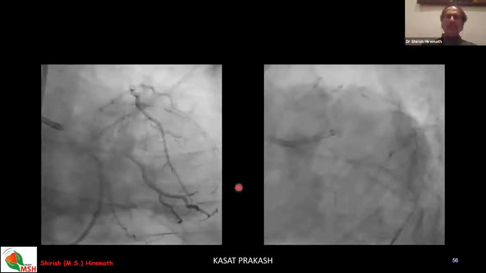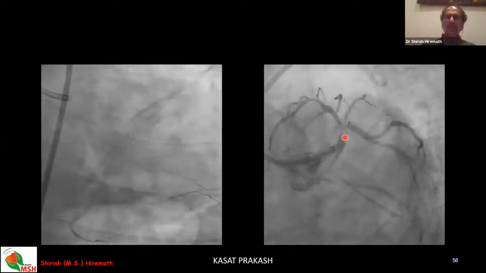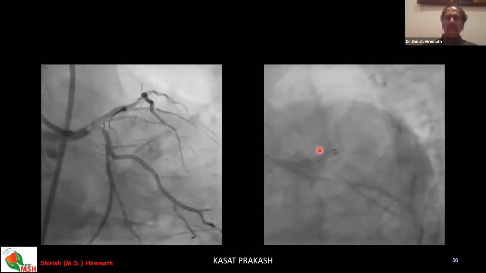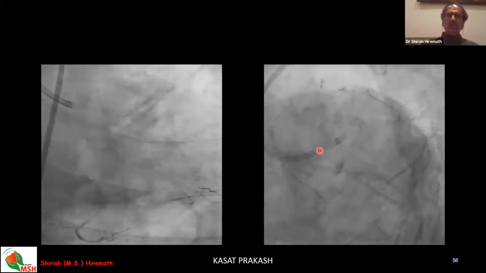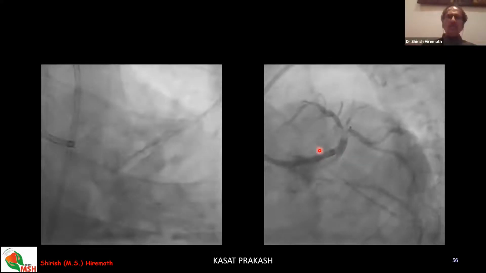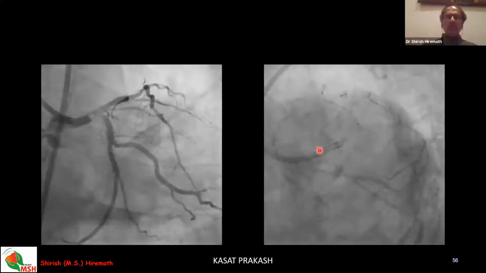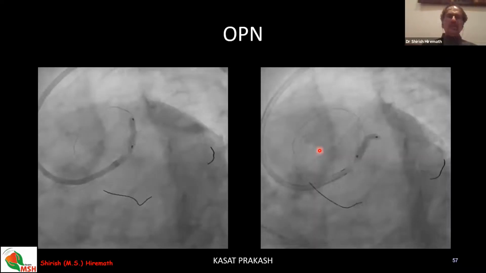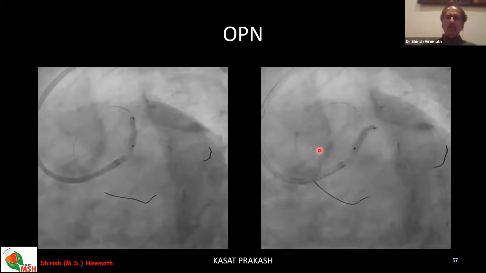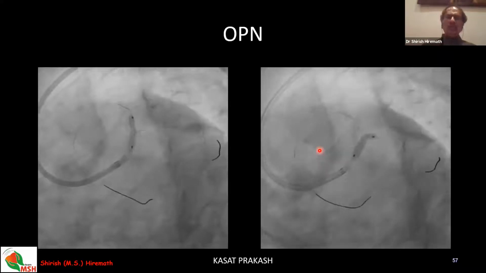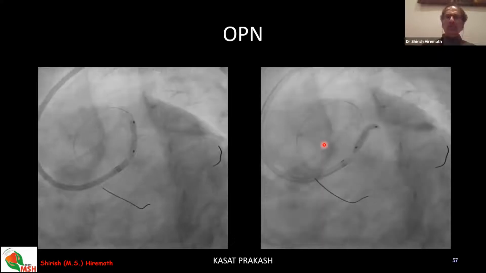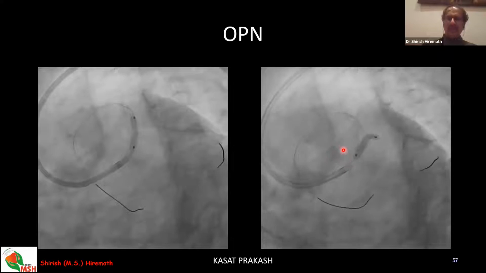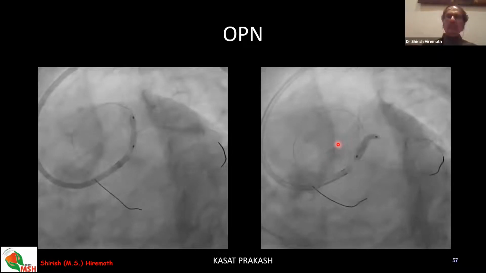So you can see a very sort of negative shadow here. We are not sure whether it's calcium or whether it's thrombus. Patient had angina for about 2 months. And we tried imaging, but the imaging probe could not cross. So we thought it's safer to use a balloon because you don't have to withdraw the wire and distal embolization would be much less. So we do a balloon, OPN balloon.